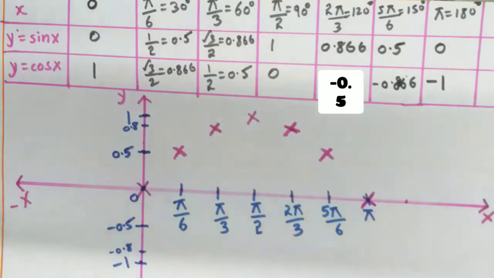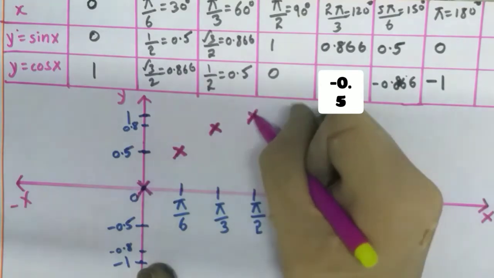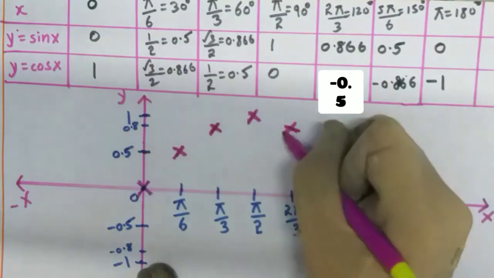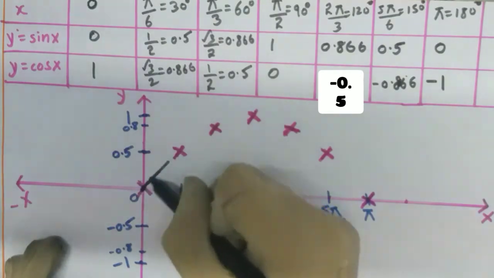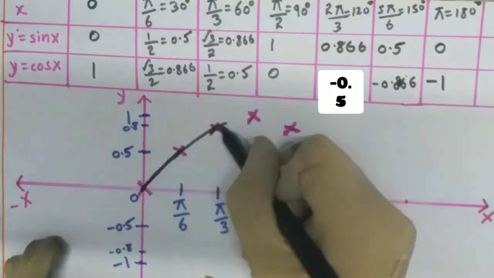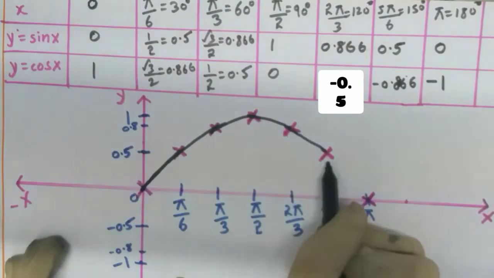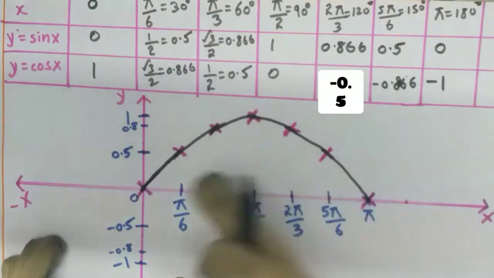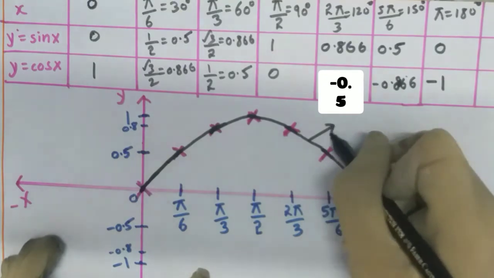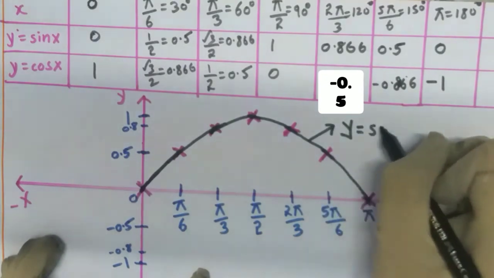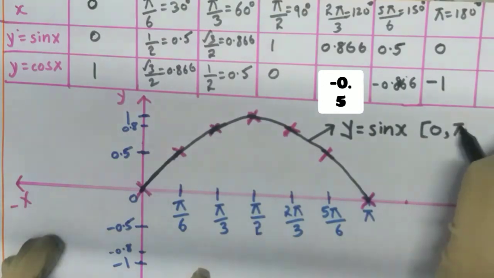So let me quickly join all the points. First let me darken these points. It will look good. And now carefully join all these points together. So this I had plotted for y is equal to sine x. So which curve is this? This curve is y is equal to sine x. In what interval? 0, pi.